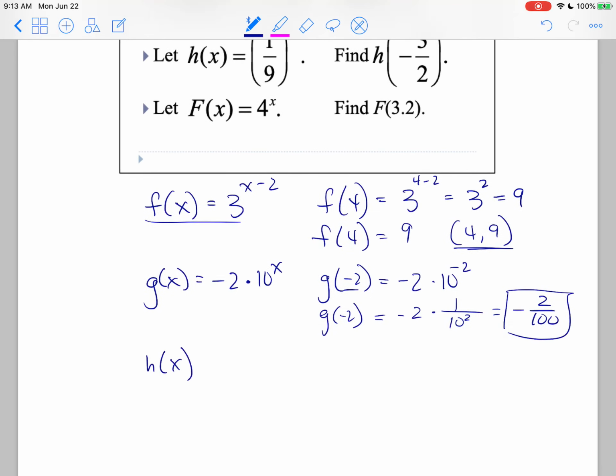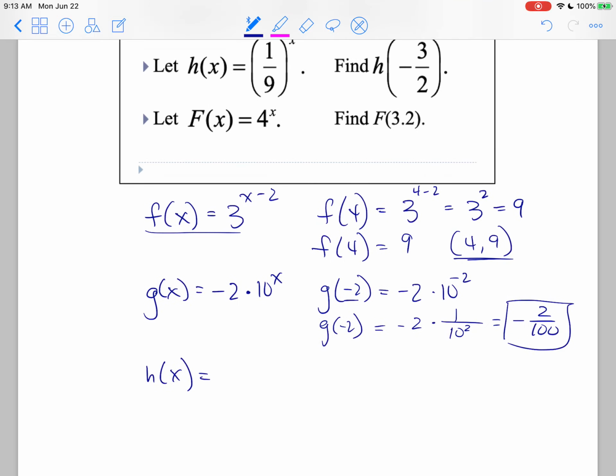So h of x is 1/9 raised to the x power. And if we're looking for h of negative 3/2, this is a rational exponent. This is just a fraction, negative 3/2. But when I plug it into my equation, it's the exponent. And so this is a rational exponent.